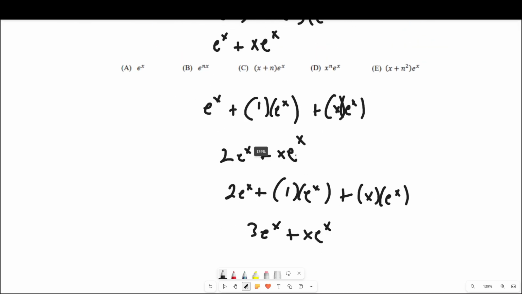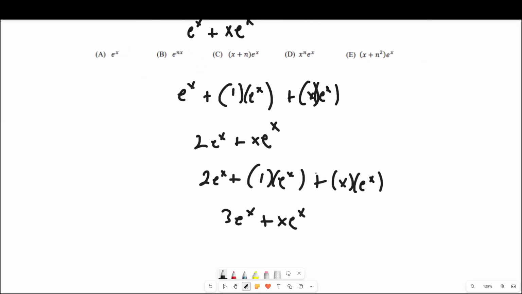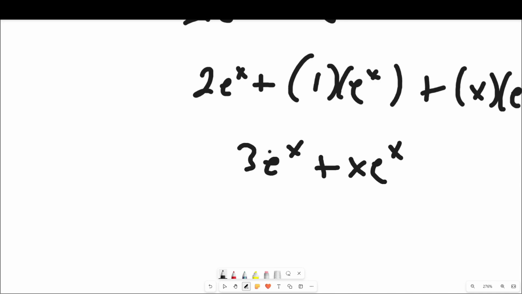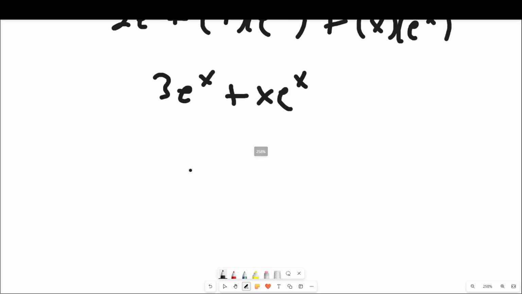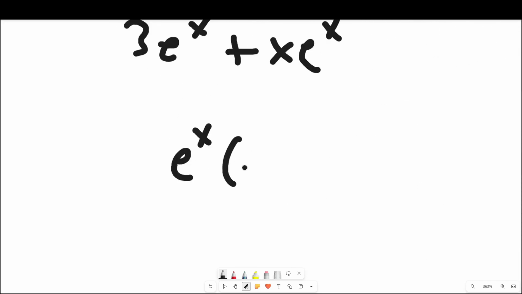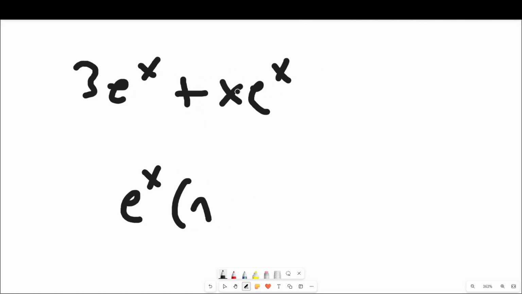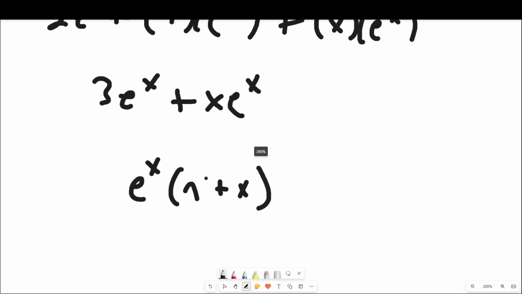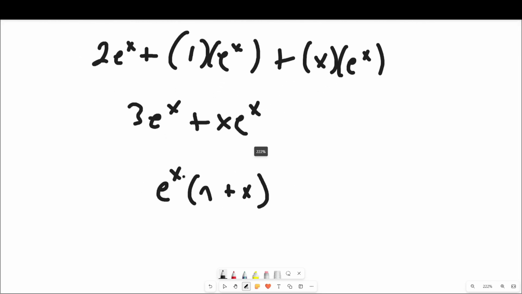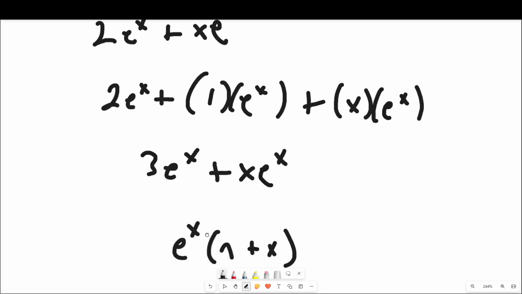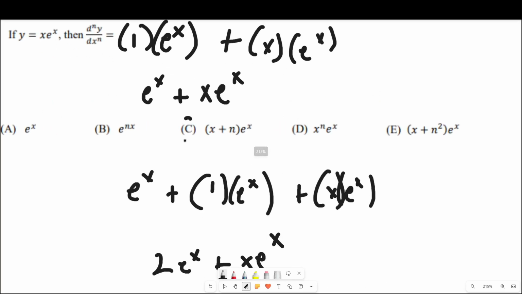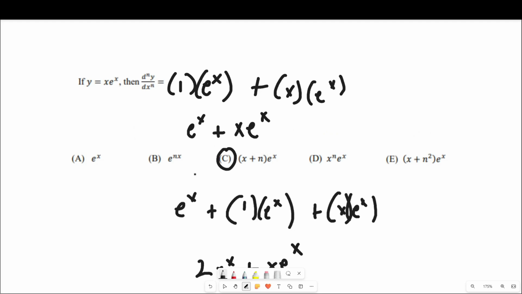So the pattern is that x e to the x is going to stay the same, and n e to the x, so like any number of n, is going to keep on increasing. And if I factor out an e to the x, and let's say n is our number that's increasing, so n, and then factor out e to the x from this x, it's just going to be e to the x times n plus x. That's what our nth derivative, when we keep deriving it, is going to be. And as you can see, our answer choice C matches that. So that's going to be our final answer for this question. So that's really it.